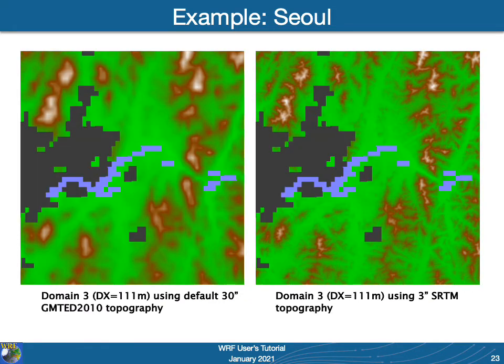So after making these changes, we can rerun the geogrid program, and on the left, we see the topography data interpolated from the 30 arcsecond GMTED 2010 data set, and on the right, we see the topography data from the 3 arcsecond SRTM data set. So hopefully, this better resolution of the hills in and around the city might improve our simulation.